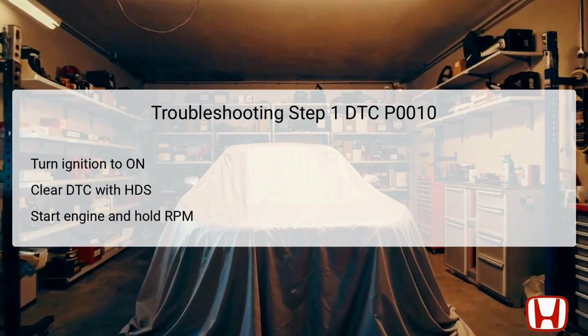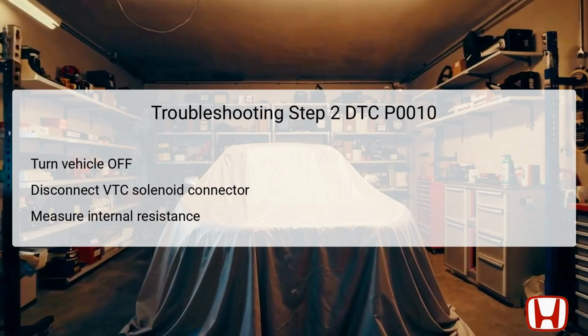Subsequently, start the engine and hold the engine RPM at 3000 without load until the radiator fan activates. This procedure ensures that the engine is operating at an elevated temperature, necessary for the VTC system to function effectively. Following this, check for any pending or confirmed DTCs using the HDS to confirm whether the P0010 code has returned, indicating that the issue is persistent and needs addressing.